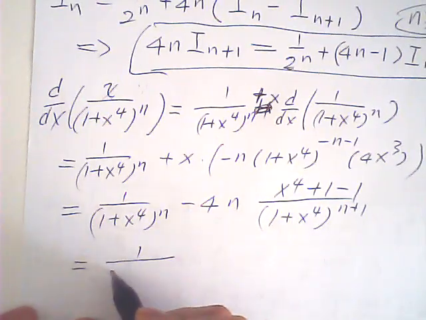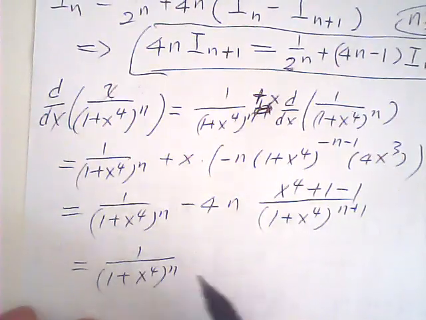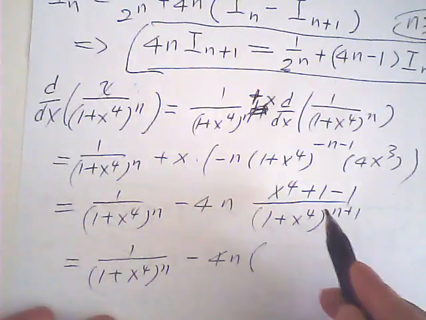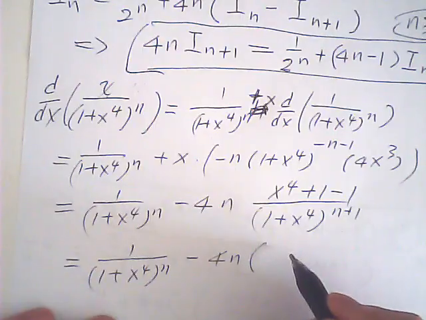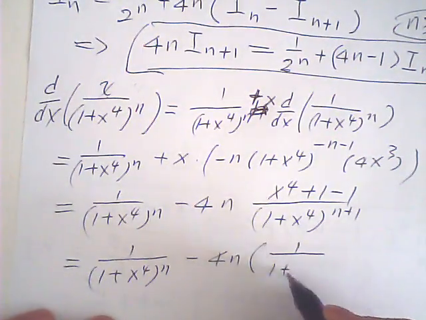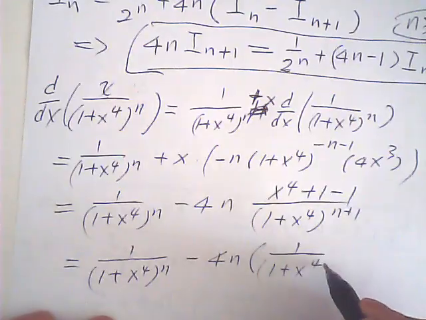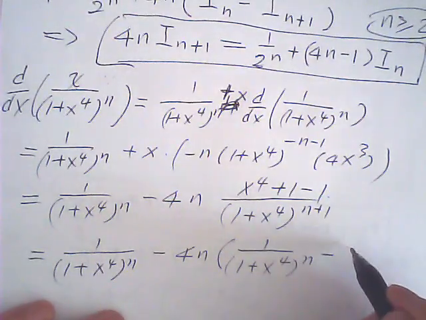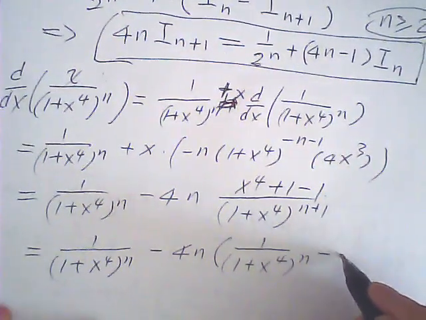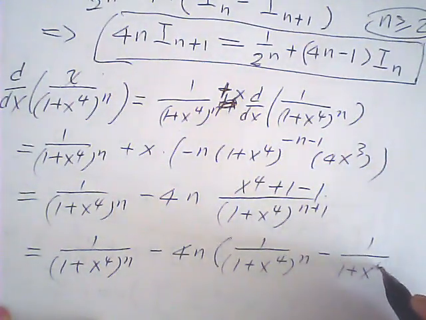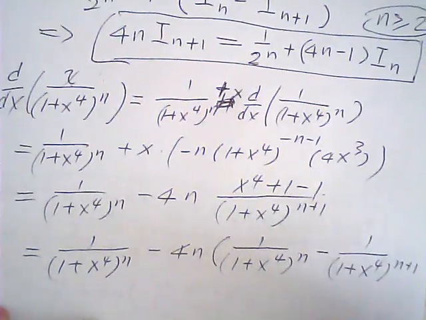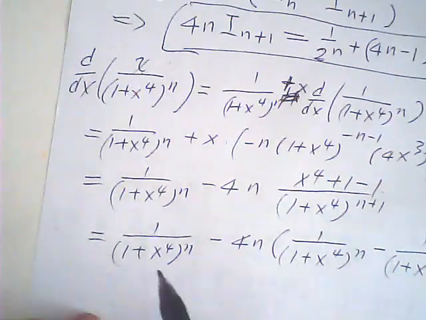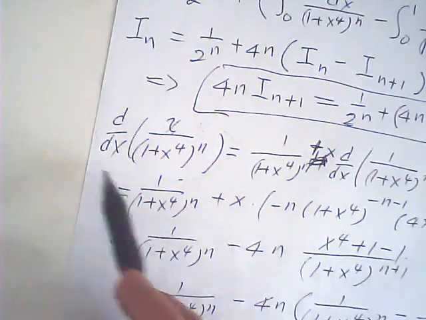So that one is equal to 1 over 1 plus x fourth to the n, minus 4n. This over that is 1 over 1 plus x fourth to the n, right? Minus this over that one is 1 over 1 plus x fourth to the n plus 1. Good. So this is equal to that.